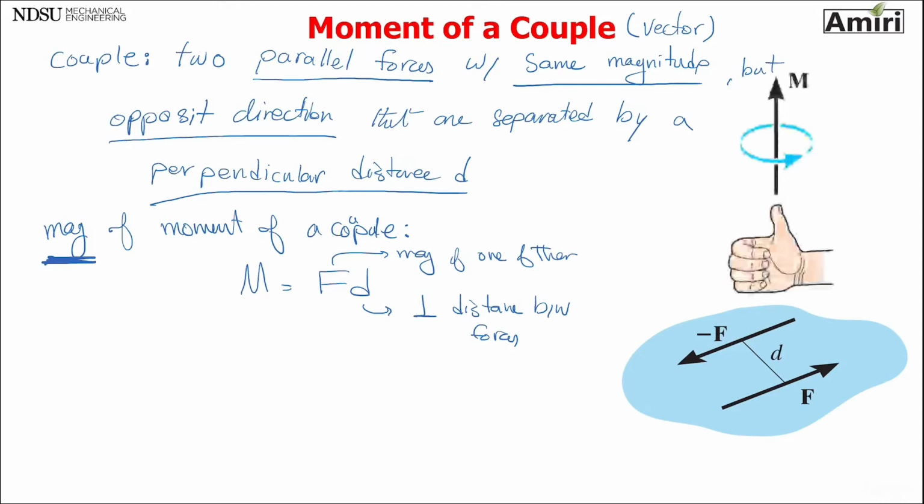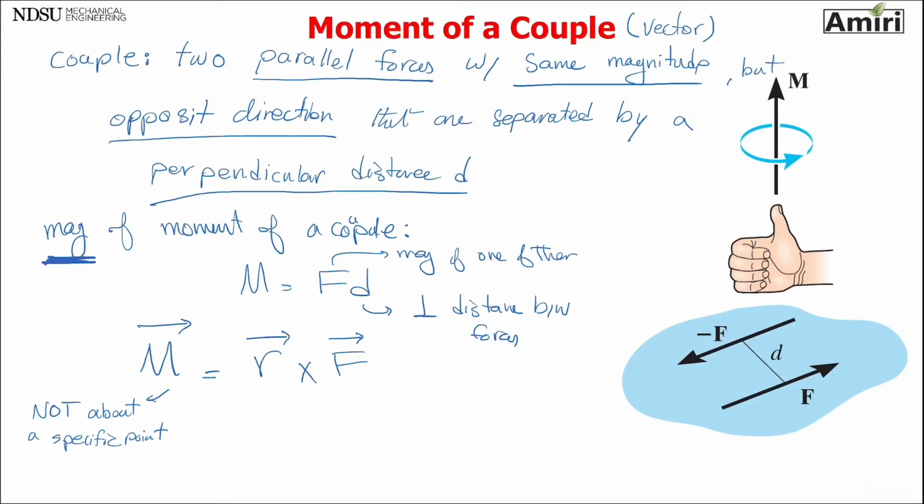We can of course show it by vector notation as well. Moment of a couple is simply R cross F, very similar to moment of a force about a point, but you have to pay attention. It's not about a specific point. It's about nowhere. It doesn't matter. There's no point. It's just two forces and a distance, and that's all that matters.